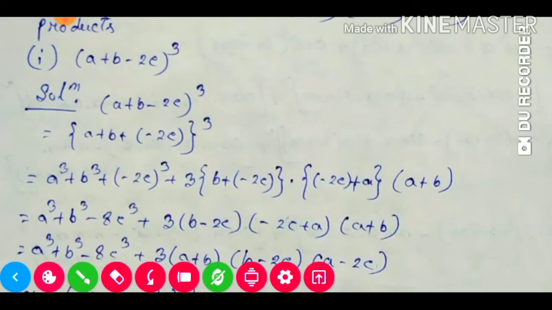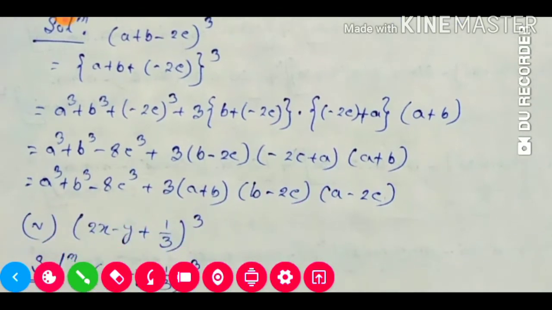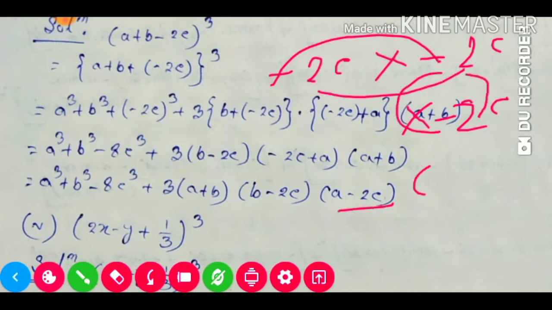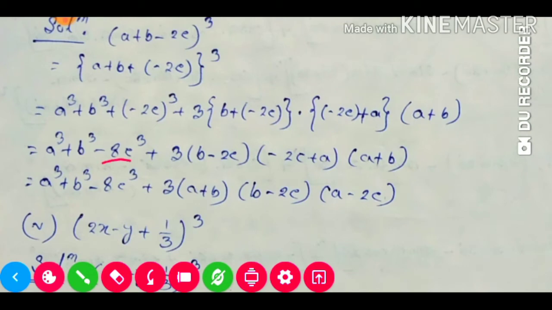Now we'll take out this one from the bracket. So a cube is a cube, b cube will be the same b cube, minus 2c cube. See, how many times is minus 2c there? Three times. Minus 2c three times. So minus minus plus, and plus minus minus. 2 into 2 is 4, 4 into 2 is 8, and c three times, so it will be c cube. So minus 8c cube, into 3 into this one. Taking it out from the bracket, plus minus will be minus 2c. Similarly this one also will be minus 2c plus a, and this one will remain the same.